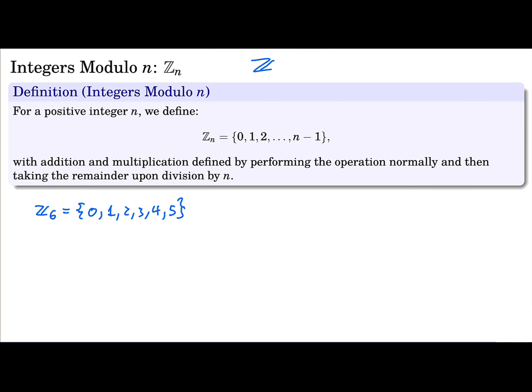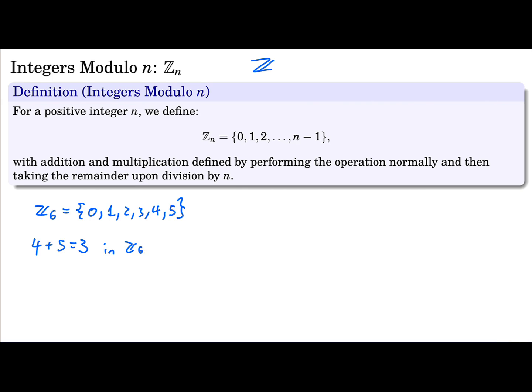Now in Z6, if you say that you're doing 4 plus 5 in Z6, 4 plus 5 in the integers would be 9, but there is no 9 in Z6. So when you divide 9 by 6, the remainder you get is 3. So 4 plus 5 is equal to 3 when you are writing in Z6.